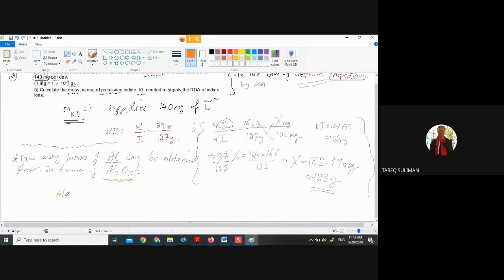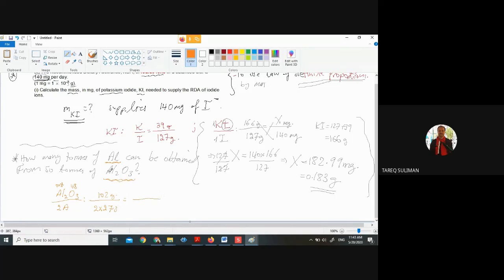Al2O3. Okay? How many Al do we have? We have what? 2 Al, which means 2 times 27 grams for Al are present in what? In 2 times 27 plus 48 equals to what? 102 grams.